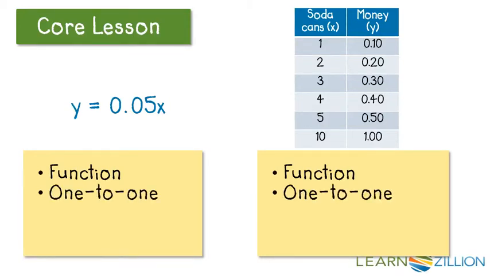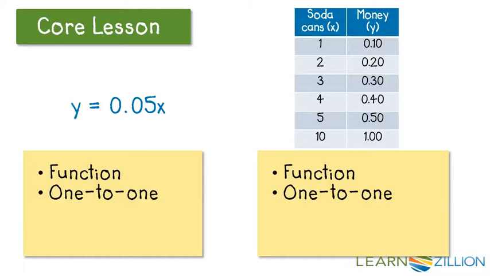They're both 1-to-1. Why is that? Well, to be 1-to-1, each input has to have a unique output. So if I bring in 1 can for California, I know I'm only going to get 5 cents back. If I bring in 1 can for Michigan, I'm only going to get 10 cents back. For 2 cans, I'm also not going to get 10 cents, or 3 cans, I'm not going to get 10 cents. So they don't share outputs.